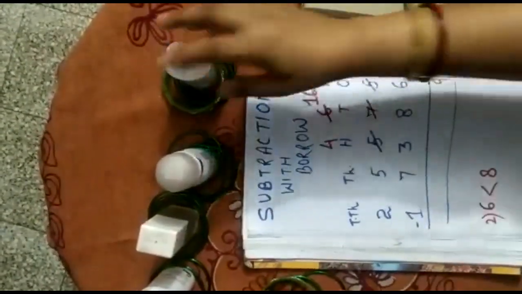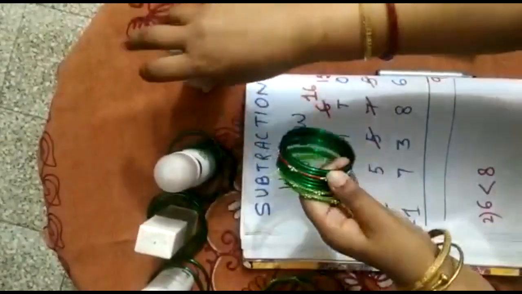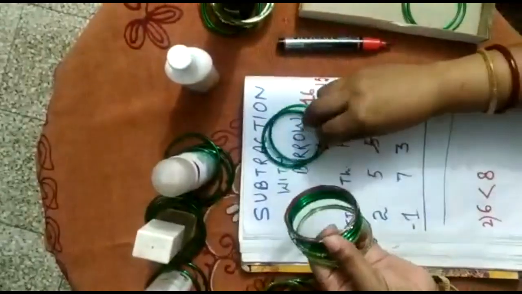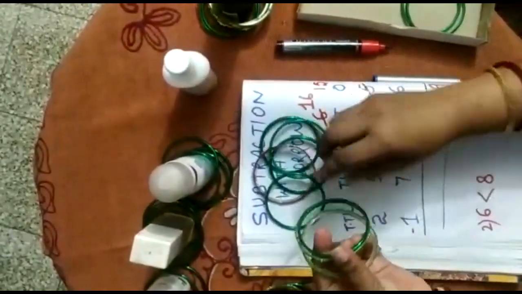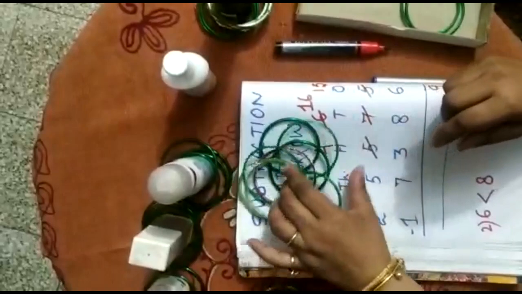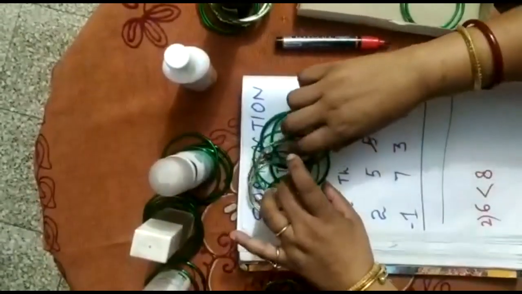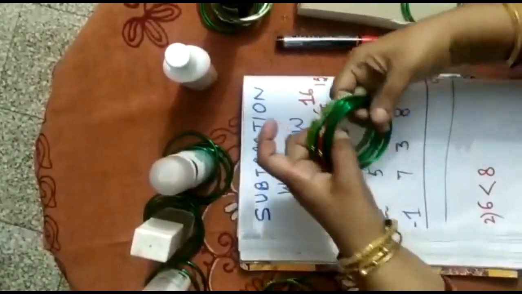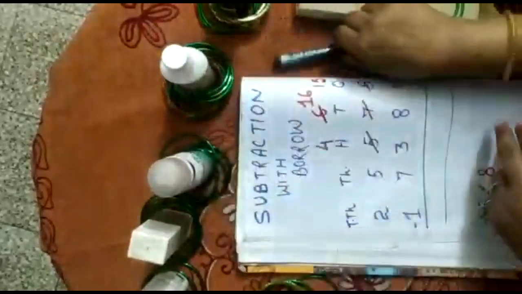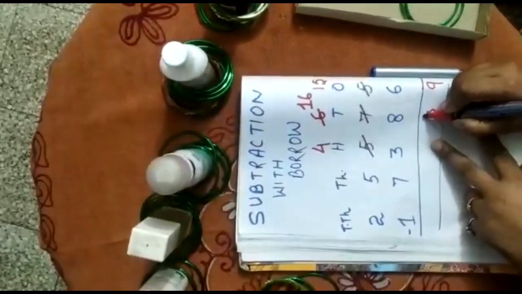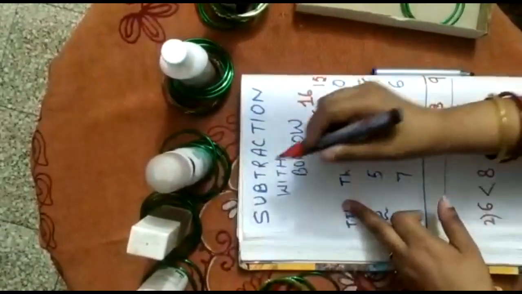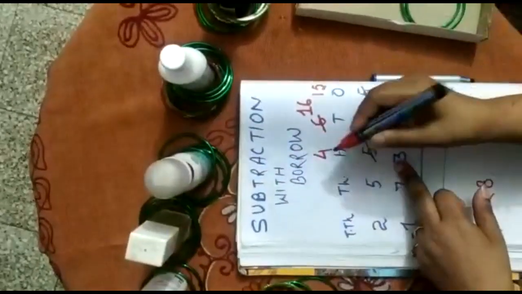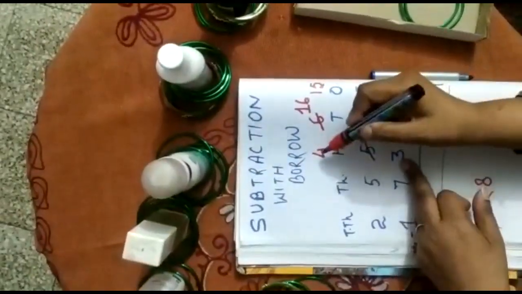So how many are left? Let's see. 1, 2, 3, 4, 5, 6, 7, 8. Wow, 8 bangles are left. So 8 is the difference. 8 is the answer, 8 tens. Okay, now come to hundreds. In hundreds, 400 is there. I have to subtract 300 from 400.